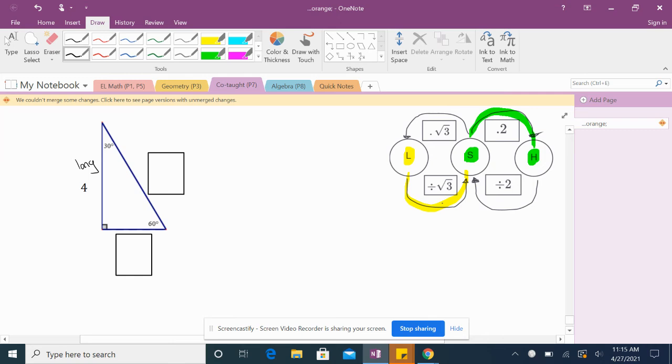And if I need my short leg, I need to divide by the square root of 3.